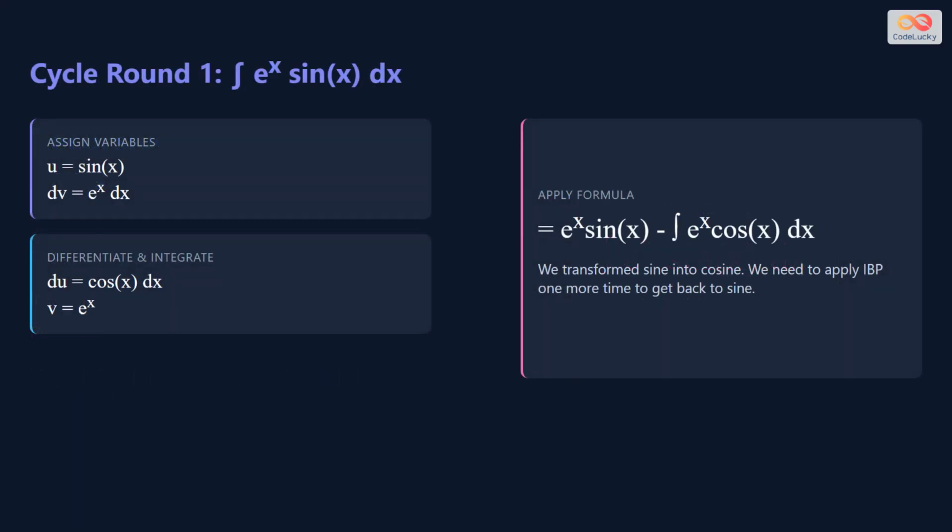Let's start round 1. We set u equal to sine of x, and dv equal to e to the x. Differentiating sine gives us cosine. Applying the formula, we get e to the x sine of x, minus the integral of e to the x cosine of x. We have transformed sine into cosine, but we still have an integral to do.